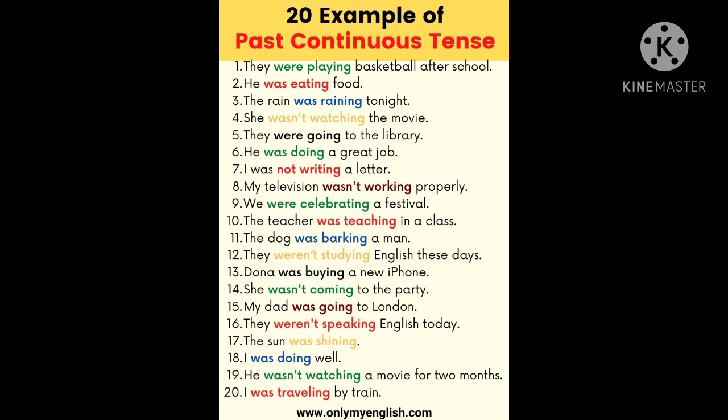We were celebrating a festival. We, again plural subject, so were celebrating. The teacher was teaching in a class. The dog was barking at a man. They weren't studying English these days. Again teacher and dog, we have got singular subject, so was. They, plural subject, so weren't.